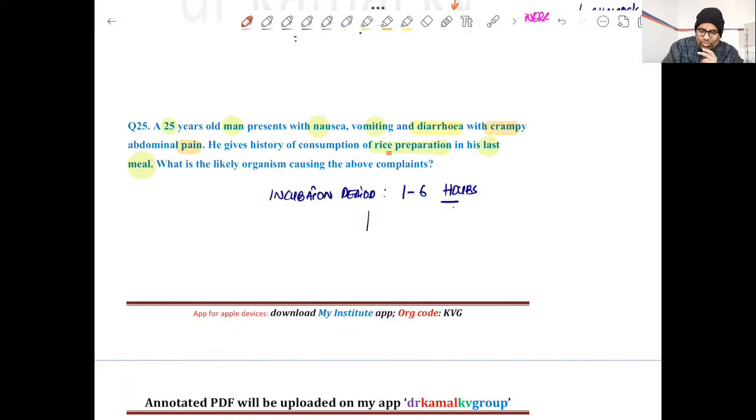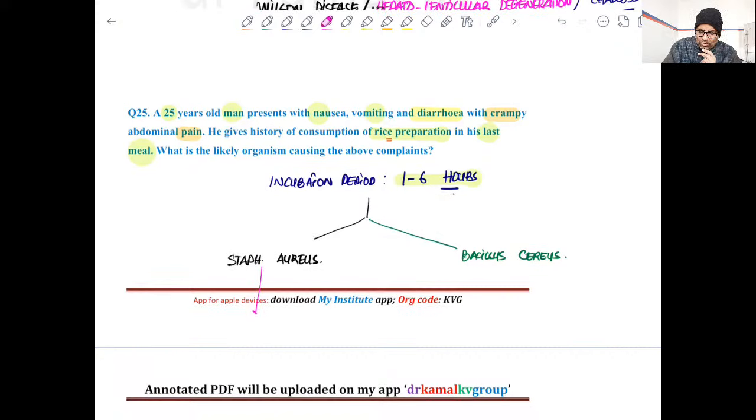Now here, the moment you get this word 1 to 6 hours, yes, you can think of Staph aureus. Nothing wrong in that. But that is not the answer here. The answer in this question is Bacillus cereus. Clear? Now why Bacillus cereus? Because Staphylococcus aureus is because of consumption of dairy products. But what we are getting in the question, this is rice. So this Bacillus cereus is because of consumption of fried rice.